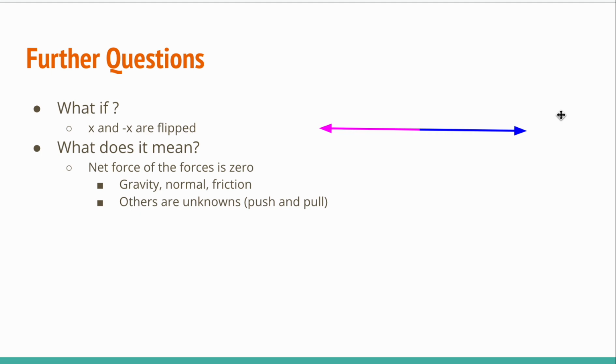And then what does it mean that the net force of the forces is 0? Basically, we don't know every force that went into making the net force 0. We can guess, but again, there are outside influences such as air resistance and friction that we did not account for. So we can't account for everything in this experiment about the net force.